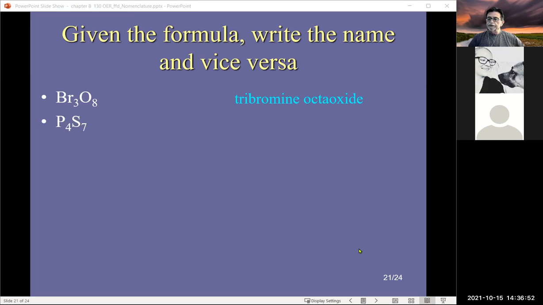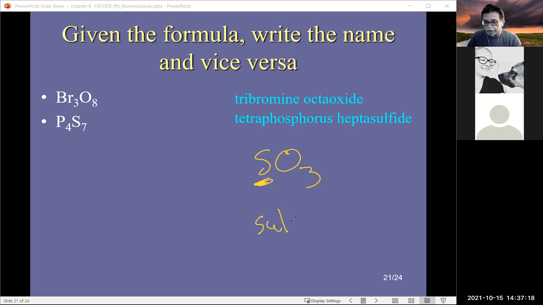Okay, we got phosphorus and sulfur, parent name, phosphorus sulfide. Okay, phosphorus sulfide. And then we got the prefixes 4 for tetra, 7 for hepta. So we have tetraphosphorus heptasulfide. Okay, if this was SO3, this sulfur is sulfur, because it's the central atom. Here in this case, it's not the central atom, hence it becomes sulfide. This would be sulfur trioxide.